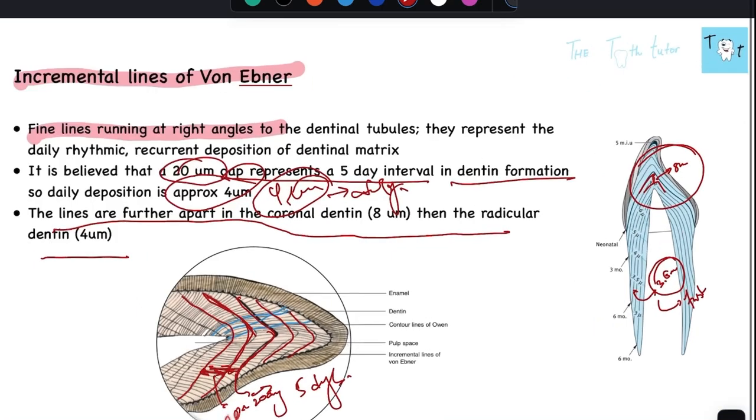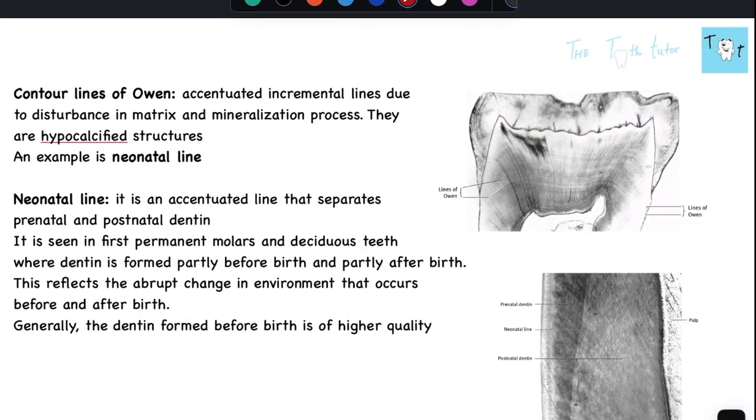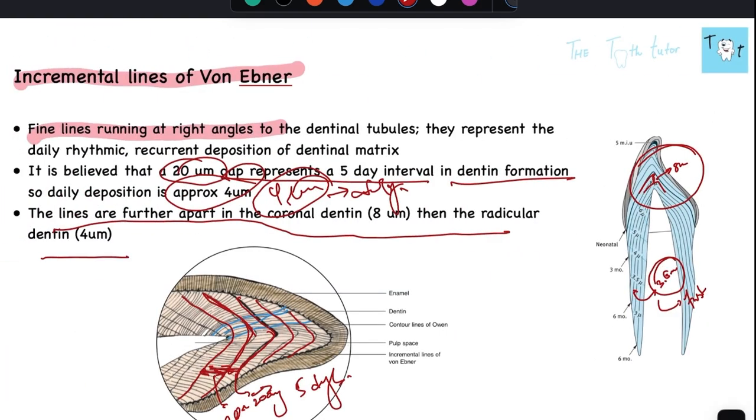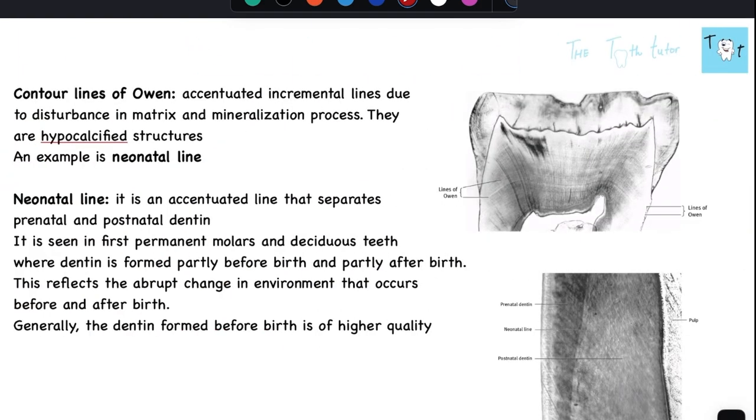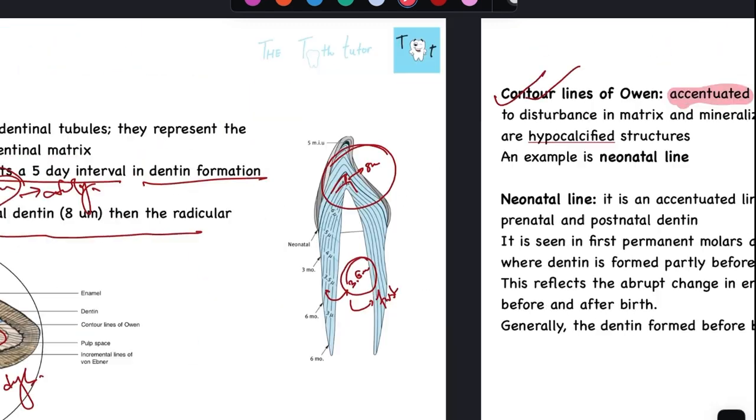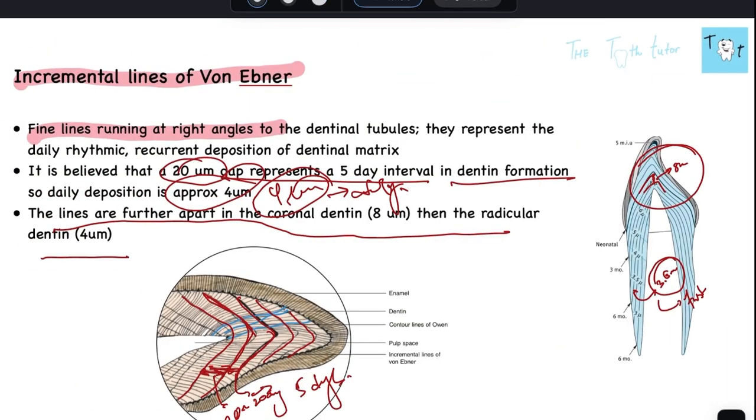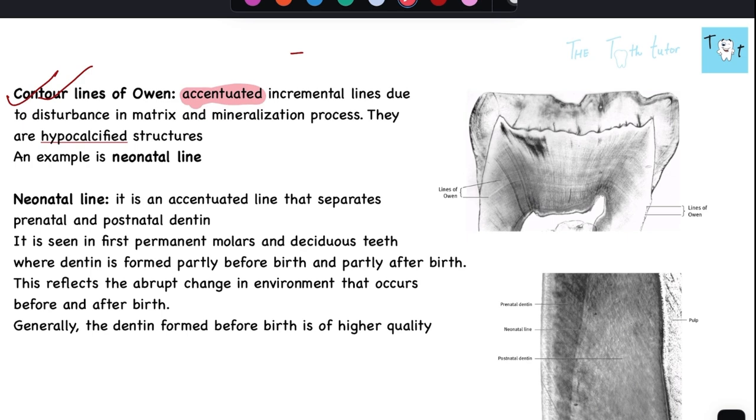Okay, now moving to the special type of incremental lines. So there are two types. First is the contour line of Owen. This is just an accentuated, so kind of a highlighted, incremental line. If you look in this diagram as well, you'll be able to see over here this extra dark line. So this is your contour line of Owen.